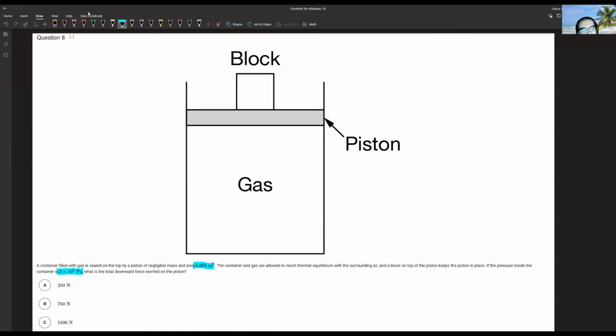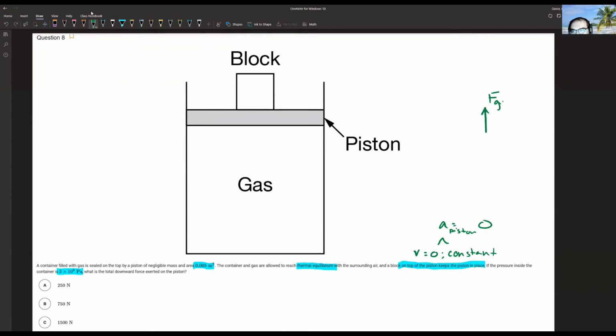And so one of the key things to answering this question is that we have reached thermal equilibrium. There is no heat flowing in or out. And as far as we can tell, the piston is kept in place, which means that its acceleration is zero. It remains at rest. The velocity of this is zero, and it is constant. So this automatically tells us that the acceleration of the piston is zero.